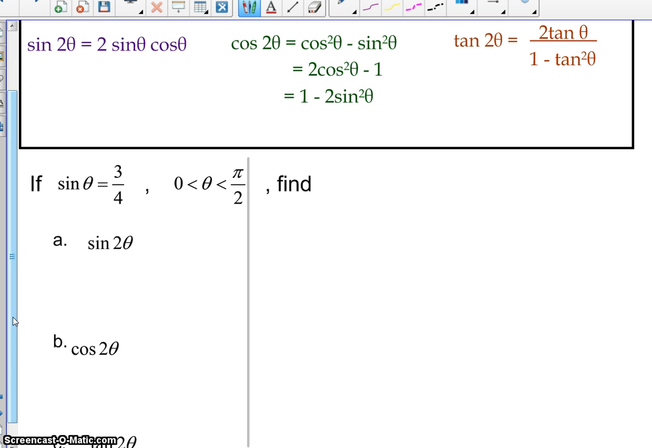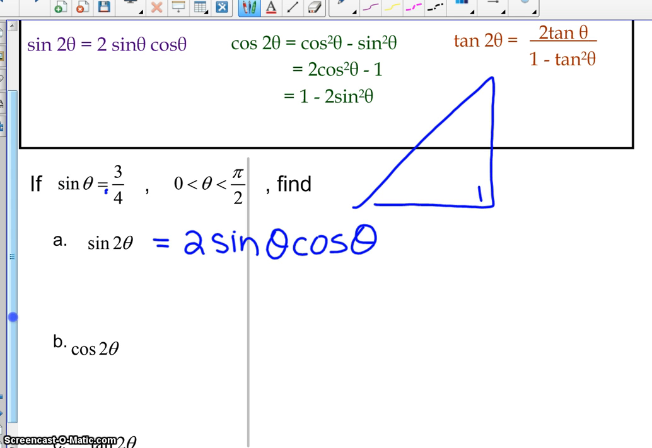Sine of 2 theta. My formula is that it always equals 2 times the sine of theta times the cosine of theta. I guess I've jumped the gun a little bit, and I apologize for that. We had sine of theta is 3/4. So what I needed to do first was draw my triangle, where the sine of the angle is 3 and the hypotenuse is 4. That would mean our missing side is the square root of 16 minus 9, the square root of 7.